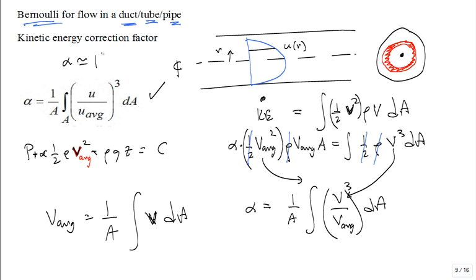All right. Again, the book introduces this kinetic energy correction factor. You'll see it in the Bernoulli equation when you apply it to flow in ducts, pipes, tubes. But often, I'll drop it out because alpha often is close to 1. When is it not close to 1? For laminar flow. When is it closer to 1? Turbulent flow.